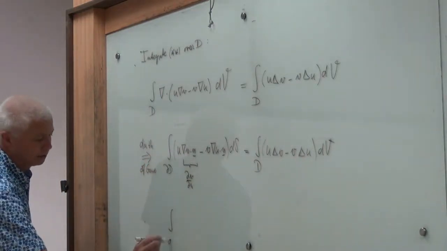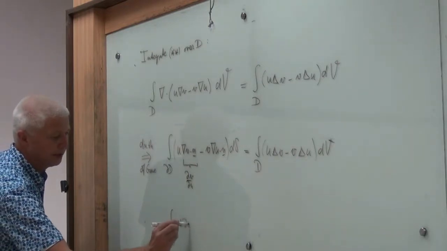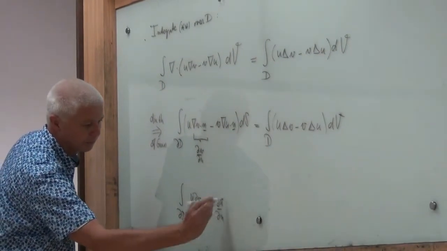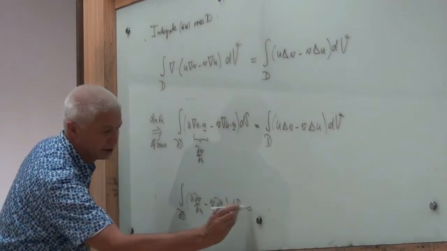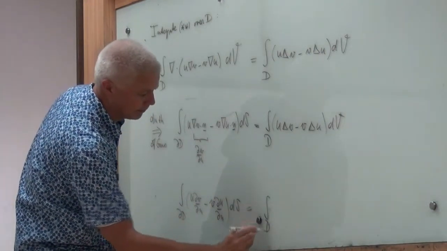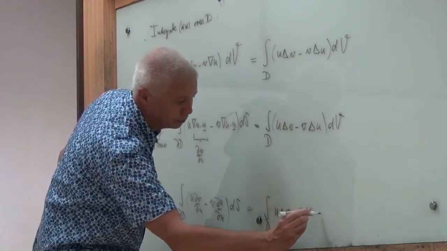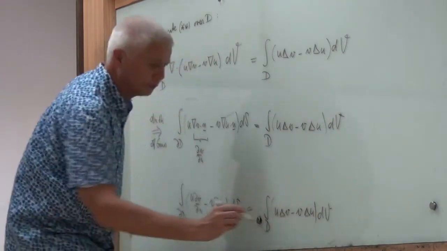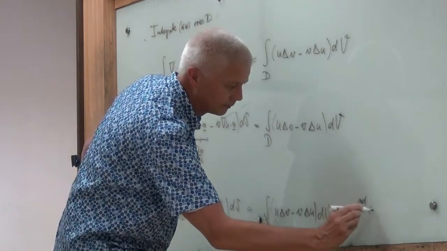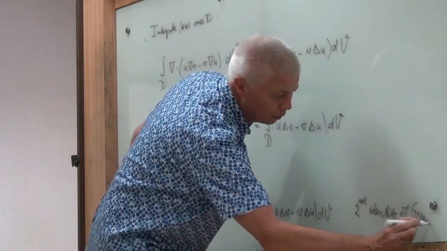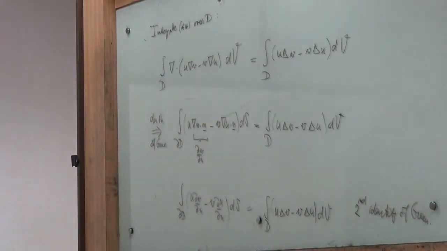So then what you usually get is the integral over the boundary of u dv/dn minus v du/dn dS, which is equal to the integral over my domain of u Laplace v minus v Laplace u dV. And that's what we call the second identity of Green. Is it difficult to derive? The answer is no. You only have to know the divergence theorem of Gauss.